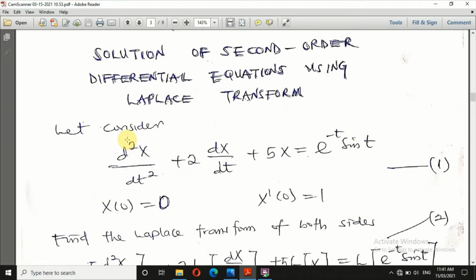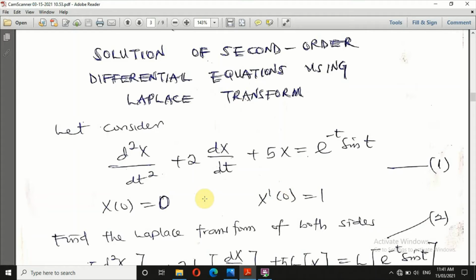This is second order, because you can see that the highest derivative is 2. At the same time, it is non-homogeneous, because on the other side you can see exponential minus t sine t. And it's linear, because all the coefficients of the derivatives here are constants. Here we have 1, here we have 2, here we have 5. So it's actually constant coefficient. So if you are to describe this problem now, how will you describe it?